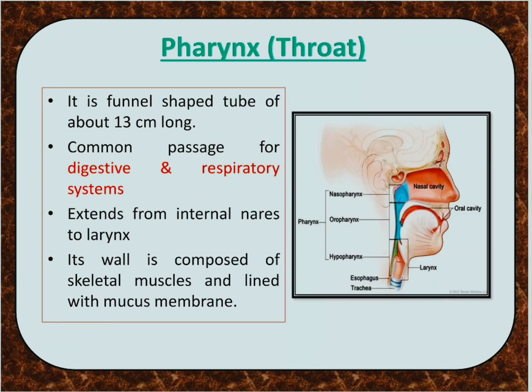Next is the pharynx, also called the throat. It is a funnel-shaped tube about 13 centimeters long. It is a common passage for the digestive and respiratory systems. It extends from the internal nares to the larynx, and its wall is composed of skeletal muscle and lined with a mucous membrane. So that is about the pharynx.